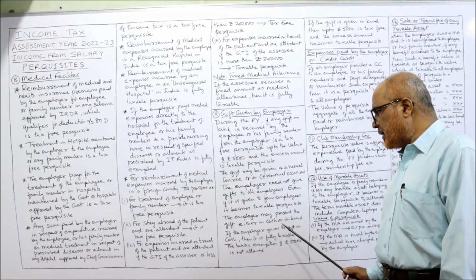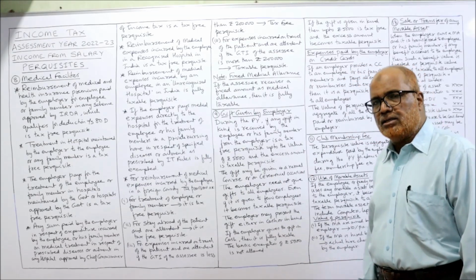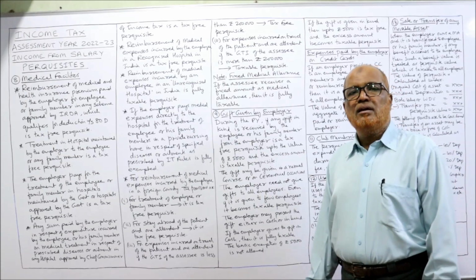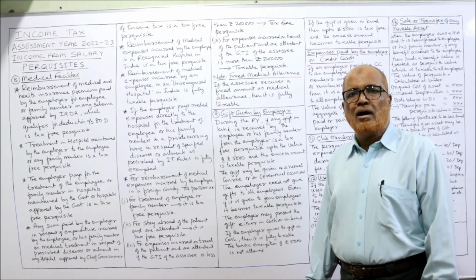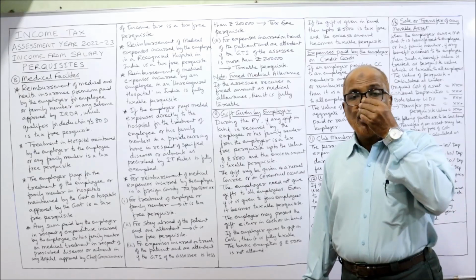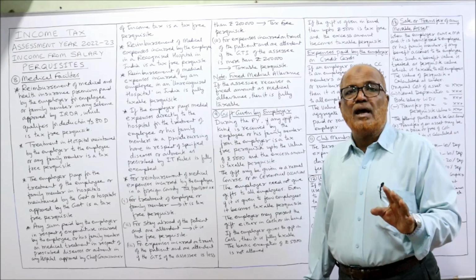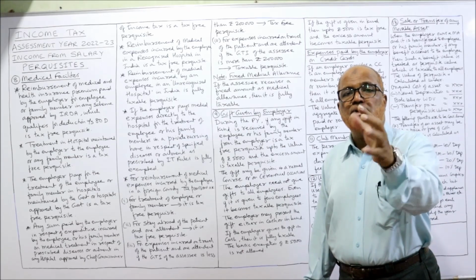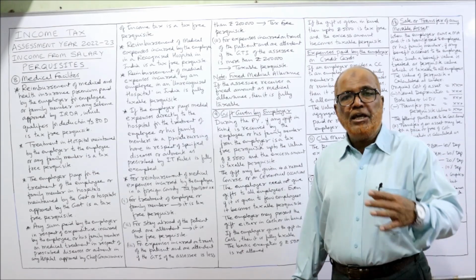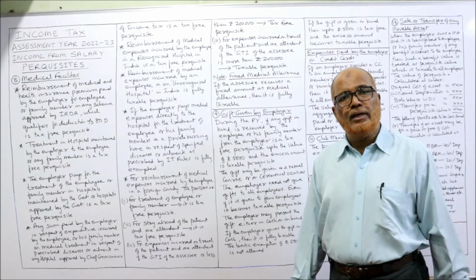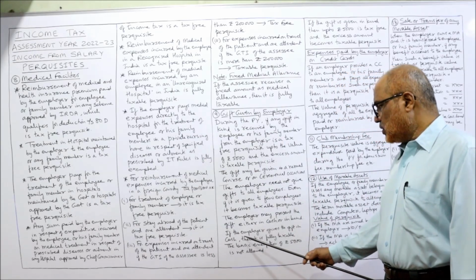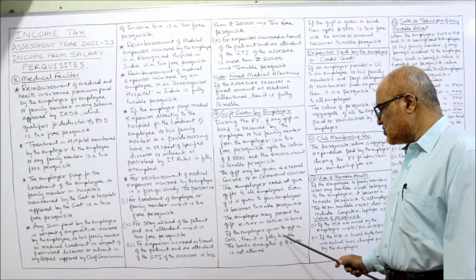Now, the employer may present the gift either in cash or in kind. It is not necessary that the gift will be given only in kind. It may be given in cash. If the gift is given in cash, it is fully taxable. That rule of 5,000 exemption will not apply. Any gift given by the employer to the employee in cash is taxable.